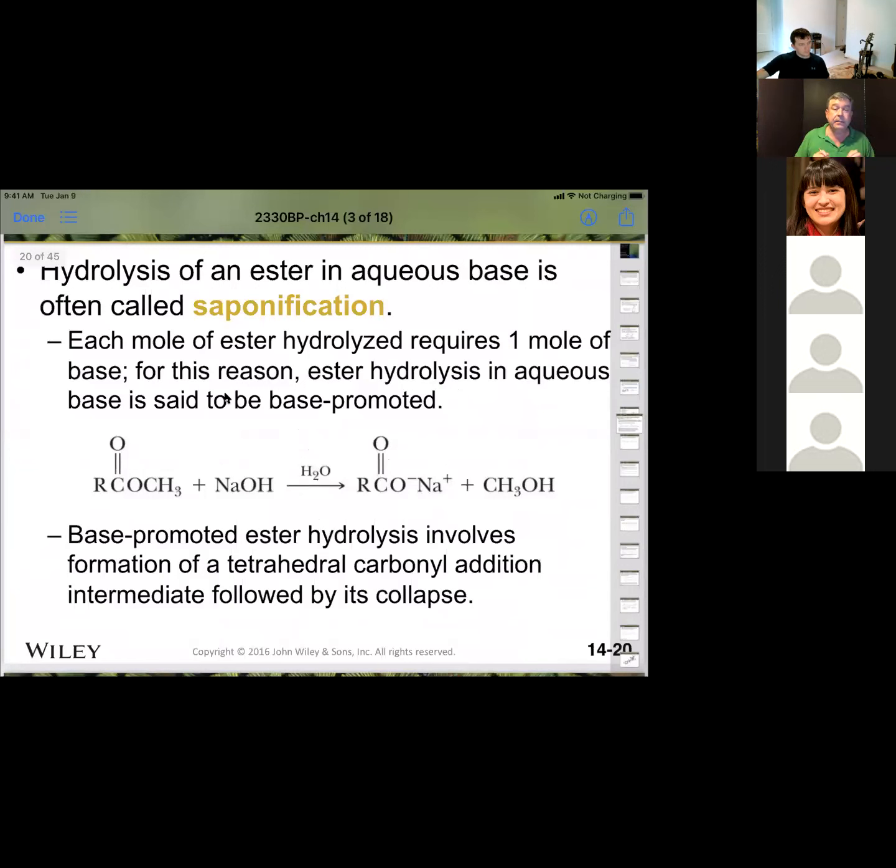However, if we use base to catalyze the system, it actually doesn't catalyze the system. We have to actually use a whole equivalent of the base, and I'll show you why. If we hydrolyze an ester in an aqueous base, it's called saponification, okay? And we have to use an entire equivalent of hydroxide, because when we form the reaction, it actually creates the carboxylic acid salt, okay? And so we have to use an entire equivalent of base to do it. Okay? So in the case of this, the base promoted ester hydrolysis also involves that tetrahedral center, but then again collapses down to give us our carbonyl back.